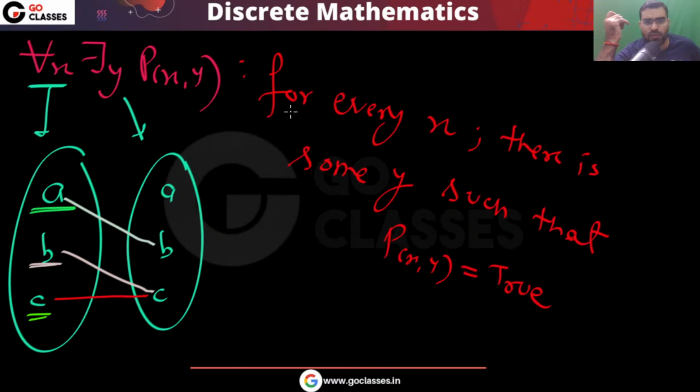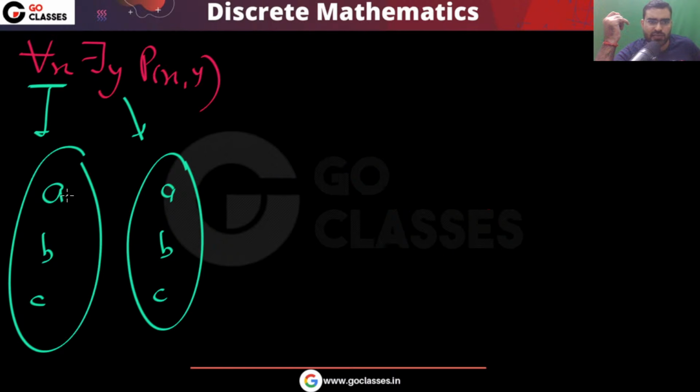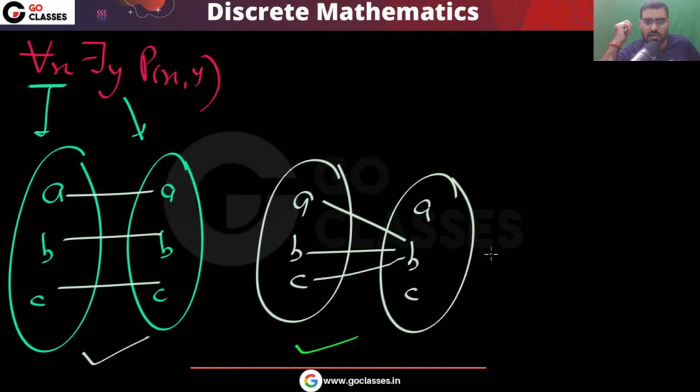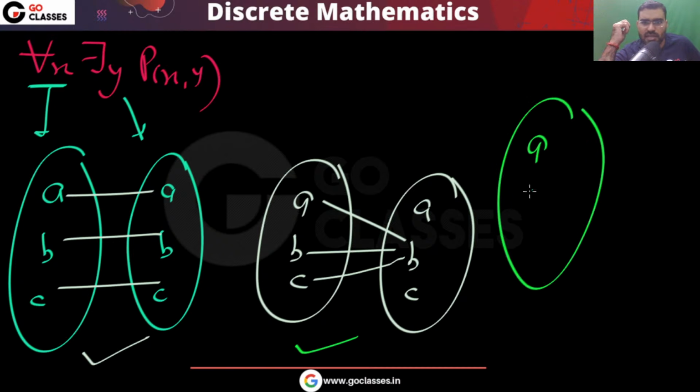So it simply means for everyone there is someone. Remember, this is important. It can happen like this, it is fine. This is also perfect, no problem. The point is for everyone there should be someone. But it should not happen that there are some people for which there is no one. So everything is fine.